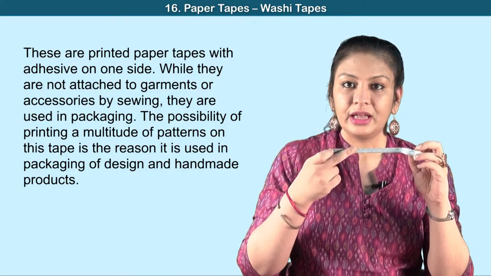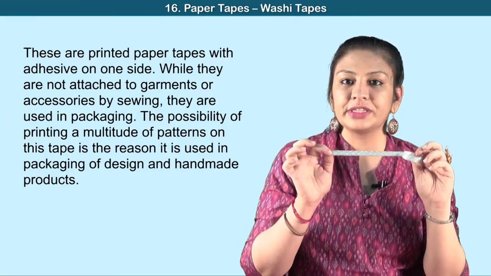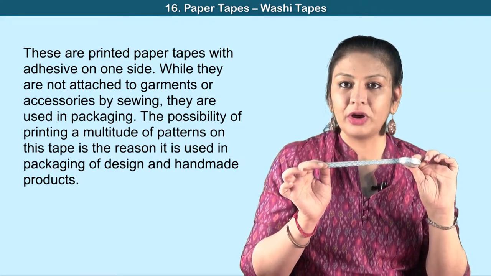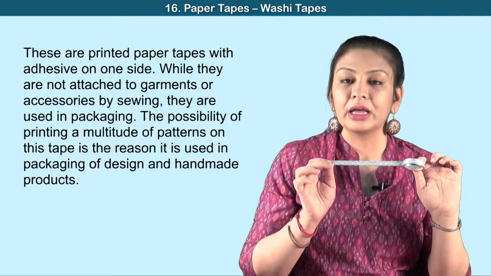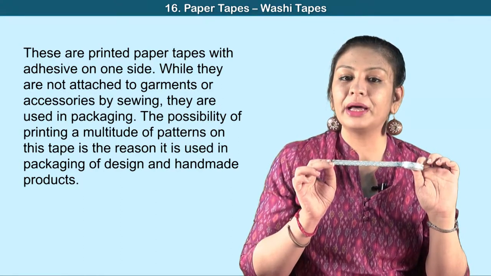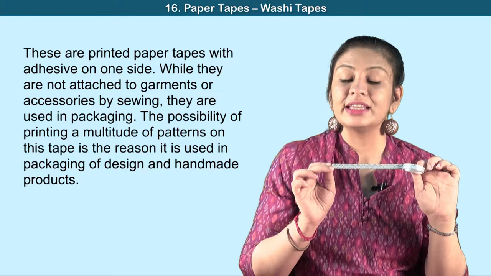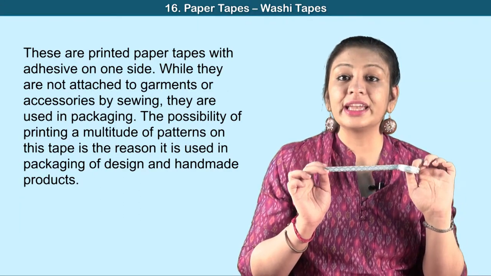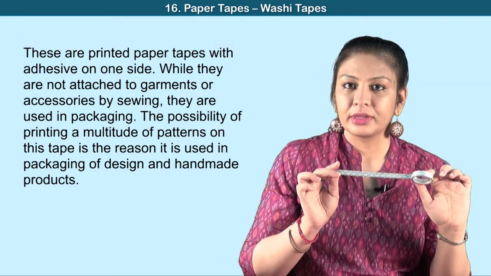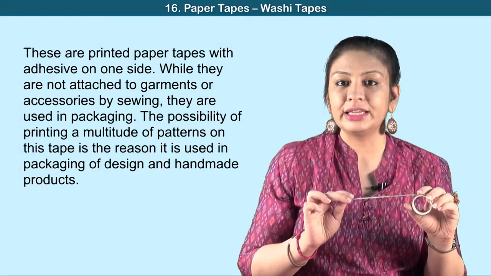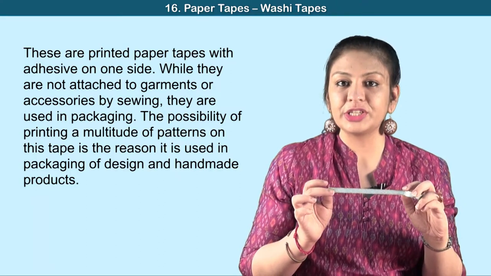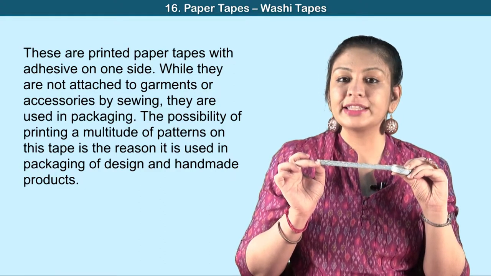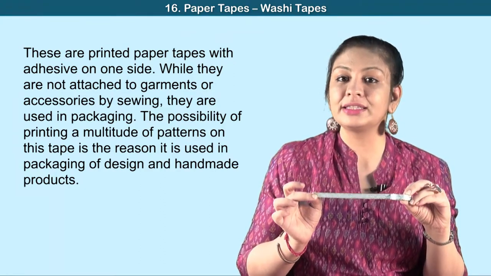Ribbons such as this, they have print on one side. So this is an example of a printed glitter paper tape or a glitter washi tape. The possibility of printing a multitude of patterns on these tapes is a reason that it is used in the packaging of designer and handmade products. We looked at different materials in the packaging section as packaging trims. This is one such decorative supply that is being widely used in custom packaging.